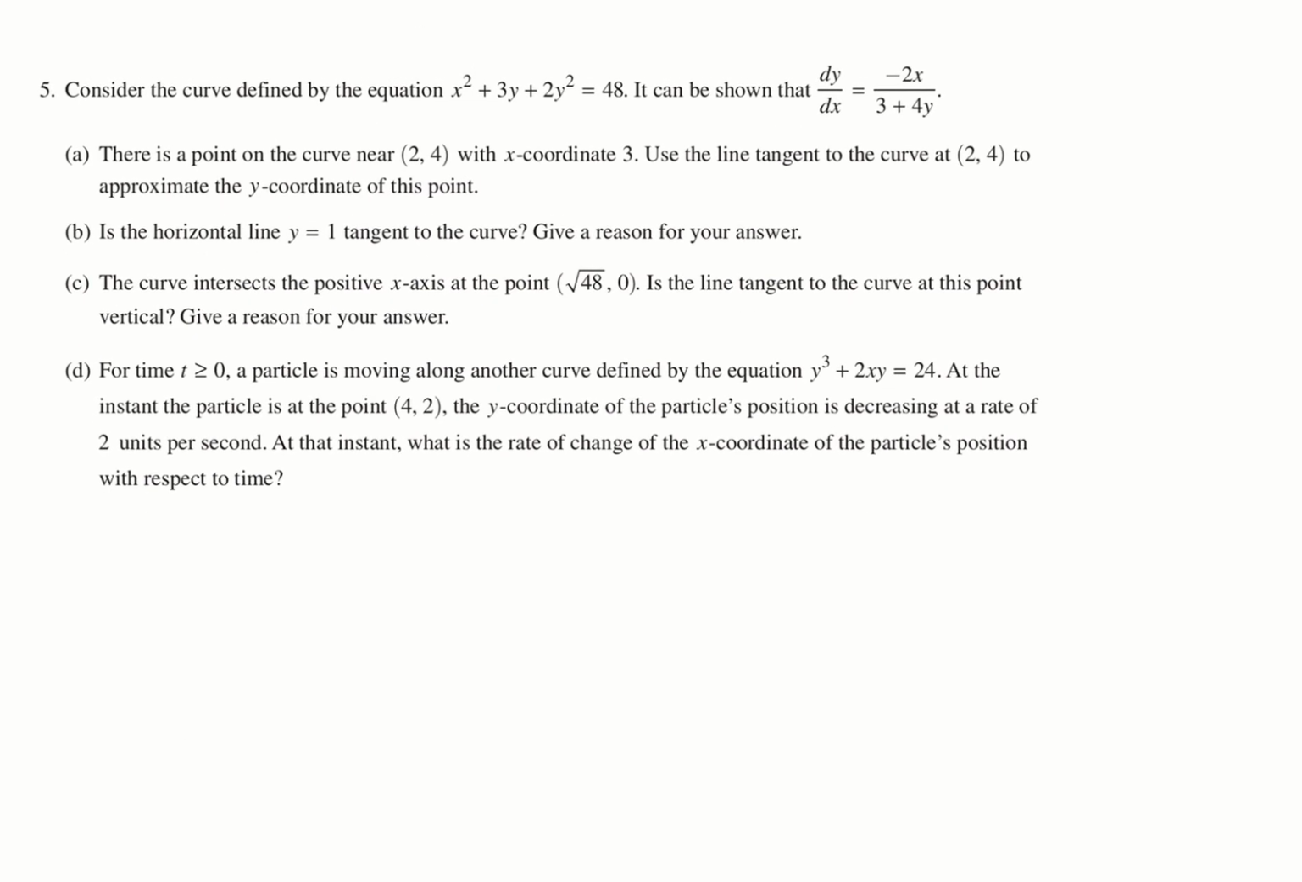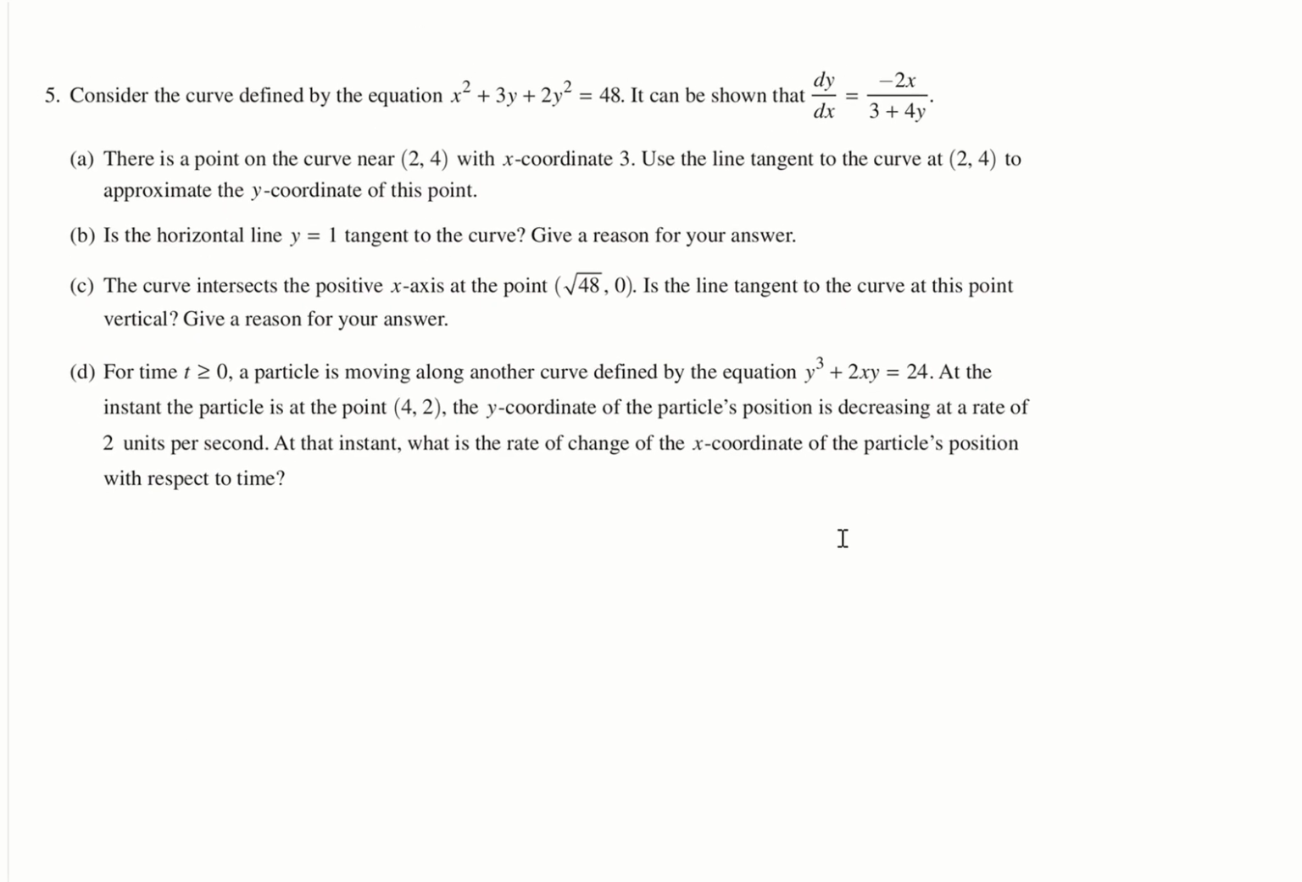This is also non-calculator. So we're looking at this curve, x squared plus 3y plus 2y squared equals 48. Notice this is not written explicitly. This is an implicit equation. We are told what the derivative dy/dx is, so we have this formula in terms of x and y for dy/dx. There is a point on the curve near 2, 4 with an x-coordinate of 3. Use the tangent line at 2, 4 to approximate the y-coordinate of this point.